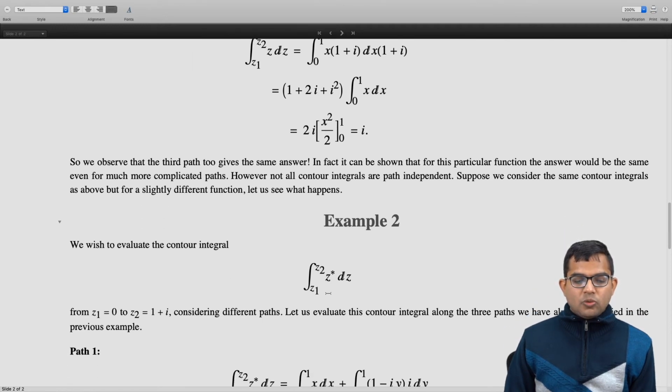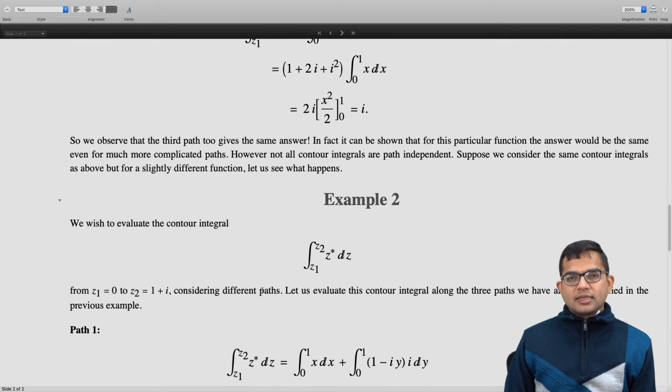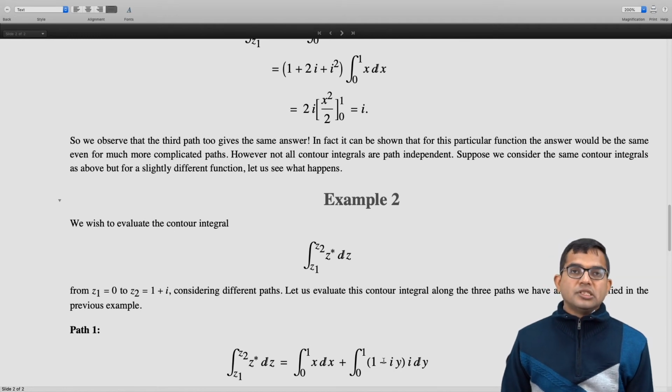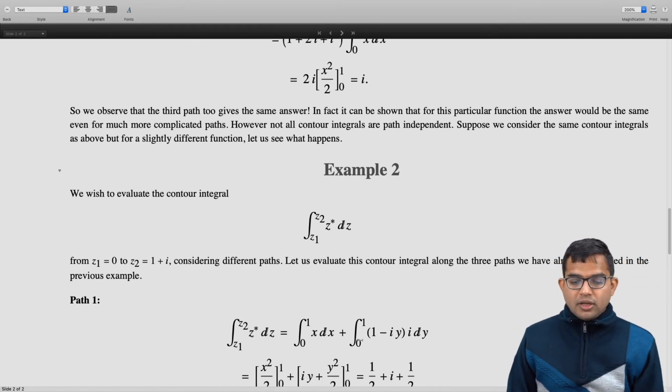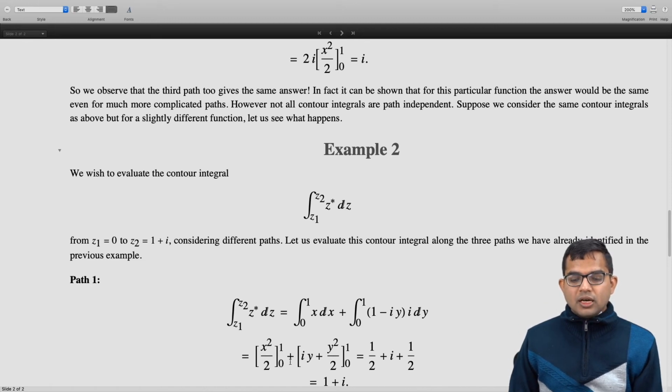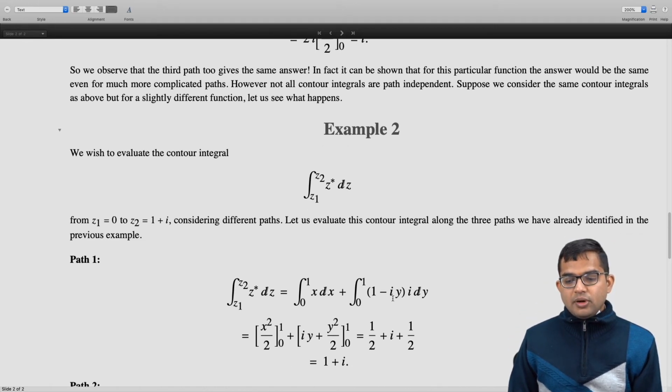So path 1 is when you go along the x-axis first, and then you take a perpendicular direction, you turn left and go up. So in this case we get integral 0 to 1 x dx plus integral 0 to 1 of (x minus iy) times, in place of dz of course, i dy, just like what we did in the previous example. Now if I evaluate this, I get x squared by 2, so that gives me a half. Then I have iy plus y squared by 2 evaluated from 0 to 1, so I get a half plus i plus half, which is 1 plus i.